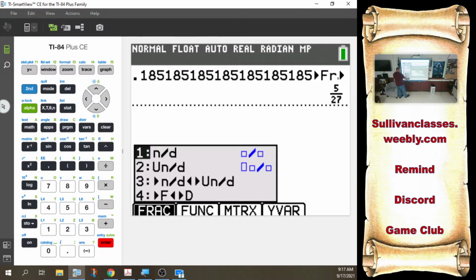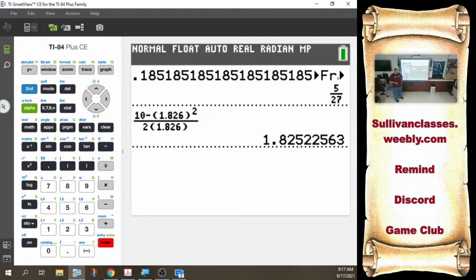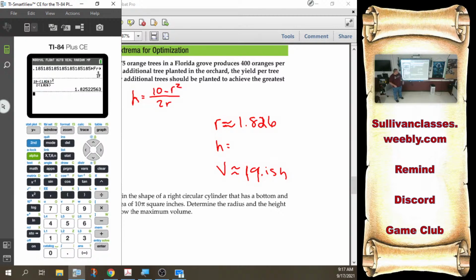alpha y equals, bring up my fraction. I'll say 10 minus parenthesis 1.826 parenthesis squared over 2 times 1.826. Okay. No, this will give me the height, because it's not being multiplied by the pi r squared. I'm plugging back in and finding my height. So the radius is 1.826.